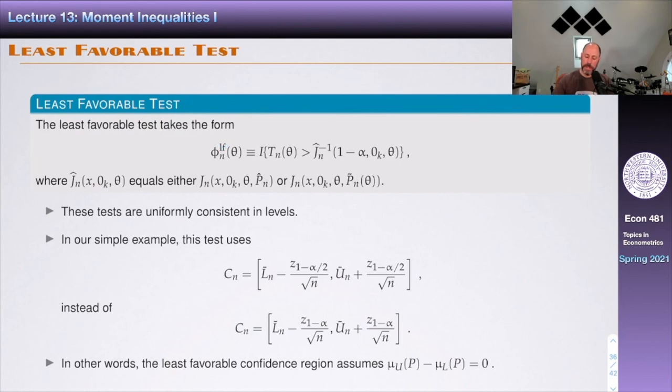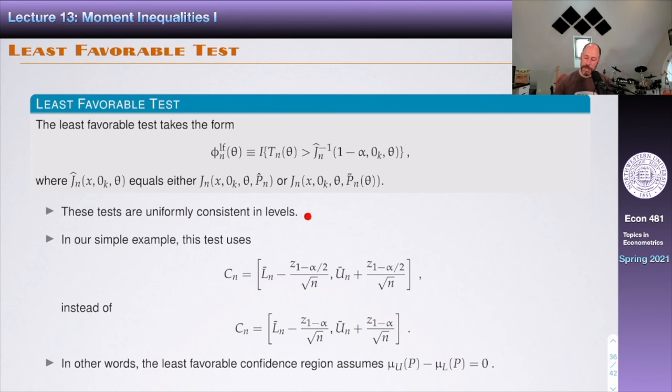Least favorable is just the test that rejects whenever the test statistic that you pick is greater than this critical value, which is the quantile of the auxiliary distribution where you set S equal to zero. And it doesn't matter if you do it by the bootstrap or by the asymptotic approximation that I described below. Both work. Okay? These tests are uniformly consistent in levels. Okay? So they have the properties that we want.